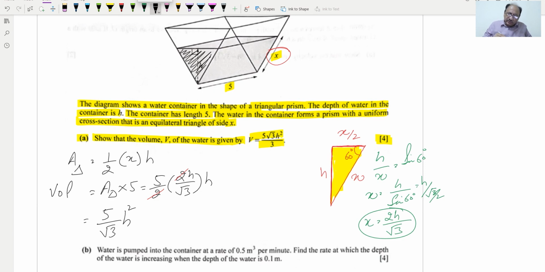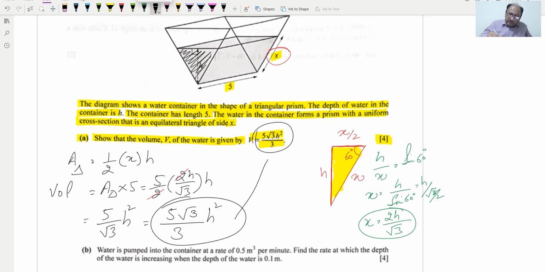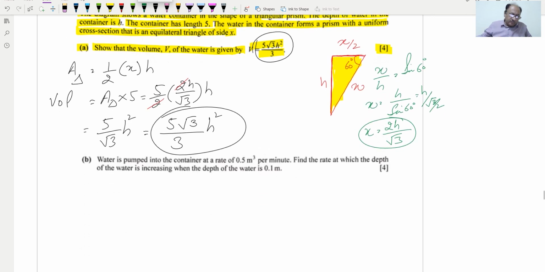And this one is in this format we have to write, so we can rationalize, so it will be 5 root 3. We are multiplying and dividing by root 3, so this will be h square, which is same as this one. Hopefully you understood each and everything. So this was the 4 mark part which we have done.